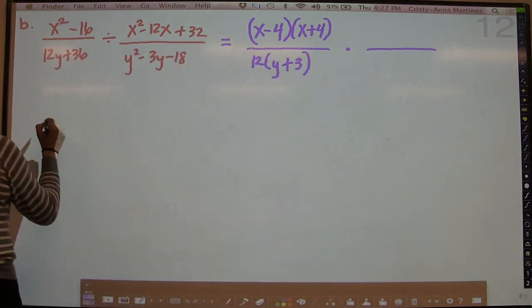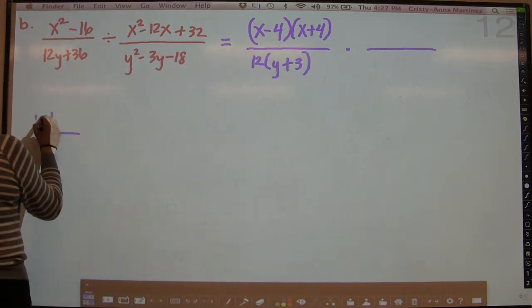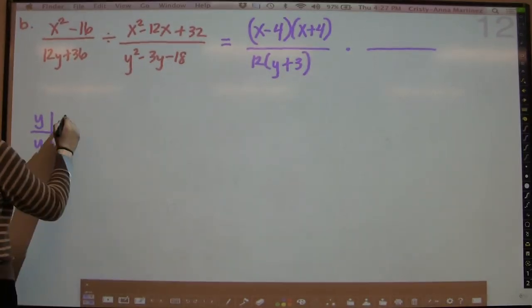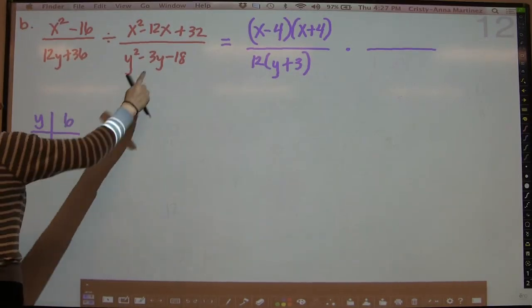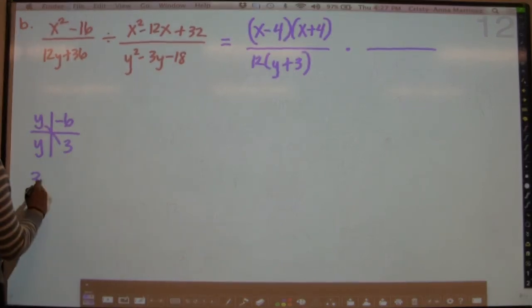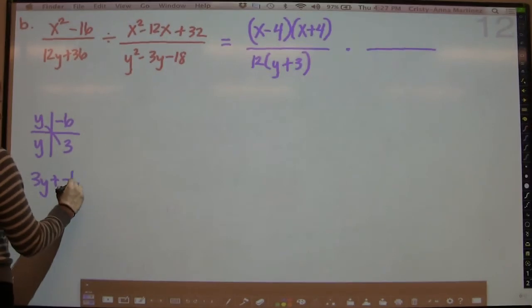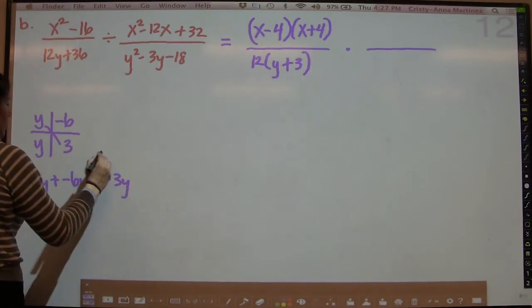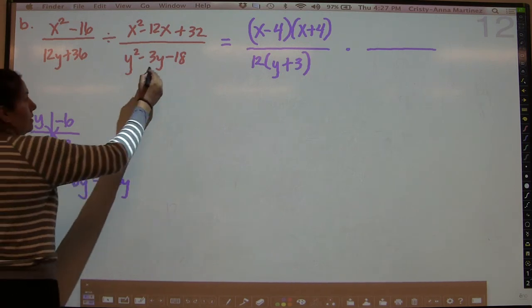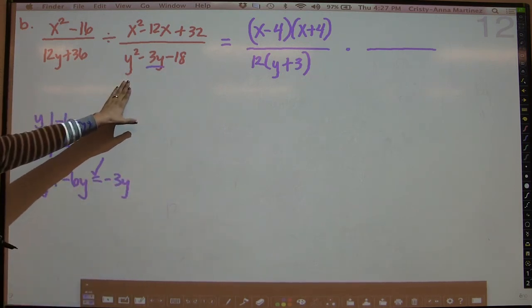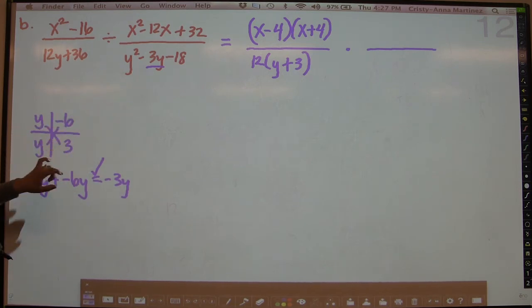So I'm going to go ahead and factor, we're going to get y and y to get y squared. And then for 18, we're going to go with 6 and 3. But I want a negative 3 here, so I'm going to make this a negative 6, so that I have 3y plus negative 6y, which is actually negative 3y. And that's what I want. So my factors for the y squared minus 3y minus 18 are y minus 6 and y plus 3.